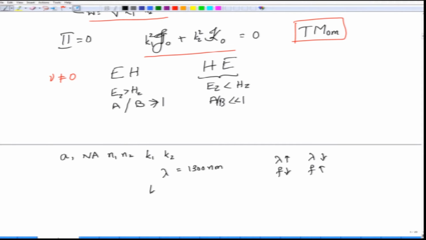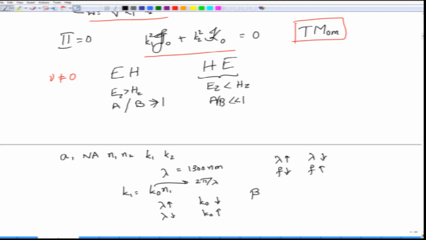Lambda is related to K0, which is the free space wavenumber, and K1 is given by K0 times N1. I have fixed N1. As I change lambda, suppose lambda increases, then K0 decreases, because K0 is nothing but 2 pi by lambda, where lambda is in free space. So as lambda increases, K0 decreases, or lambda decreases, K0 increases. What happens to the corresponding value of beta? Beta will also change.